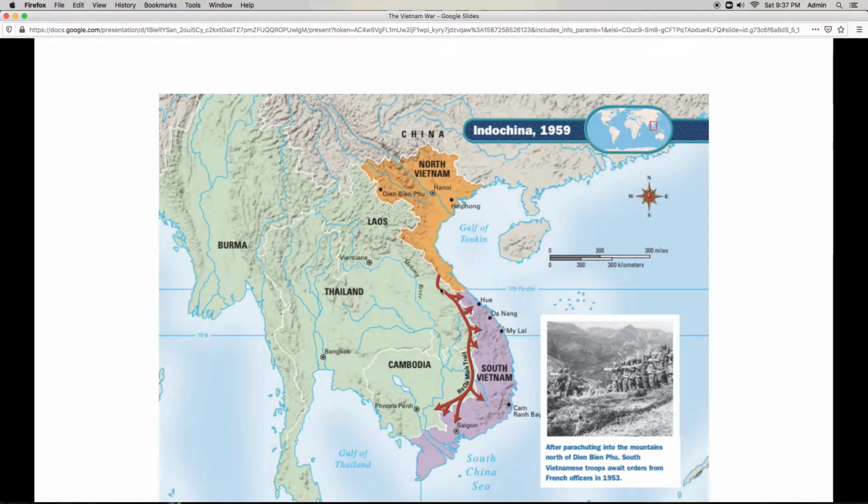Notice the 17th parallel here. South, north. There's a lot of people down here that support the north, not the south. And that's going to prove a problem. You have two new capitals. Hanoi, capital of the north. Saigon, capital of the south.